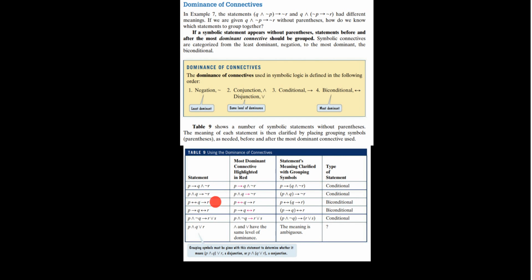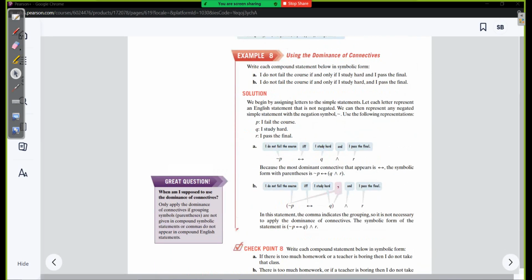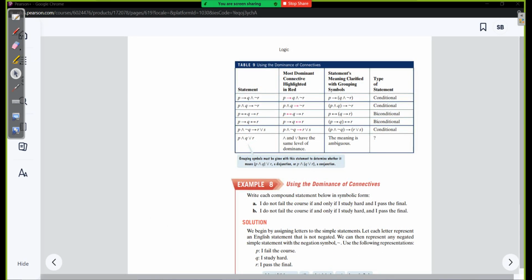Okay. So we have P if and only if Q, and then that implies R. So we need to group up everything after the if and only if statement because it is the dominant one. It is more dominant than just a simple if-then statement. And then of course everything follows according to that rule there. So let's put this into practice and get a feel for what these dominant connectives mean.